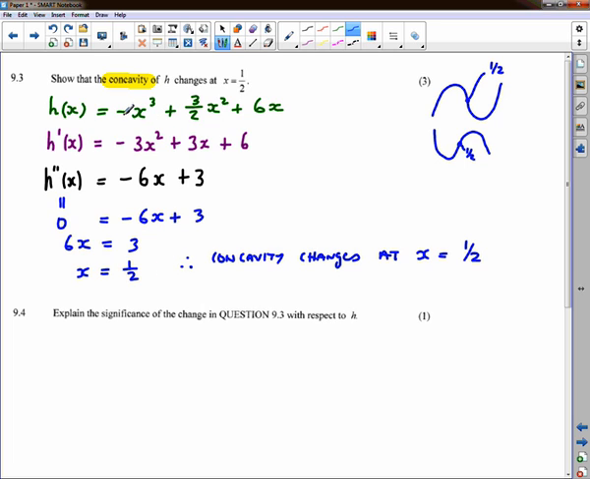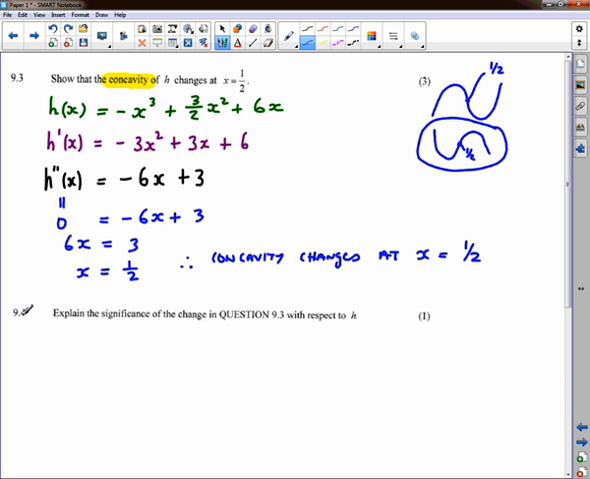Just as a matter of interest, since we have a negative in front of our x cubed graph over here, we can see how that concavity is in fact going to change, because our graph is going to look like this one over here. And we can see that before a half it was actually concave up, and after a half it's going to be concave down.